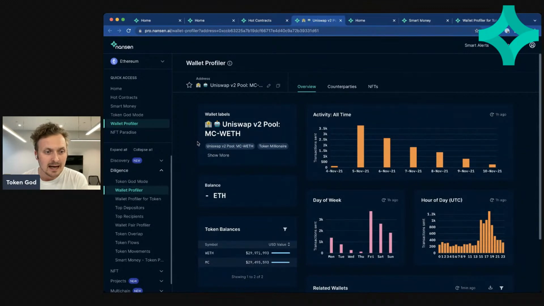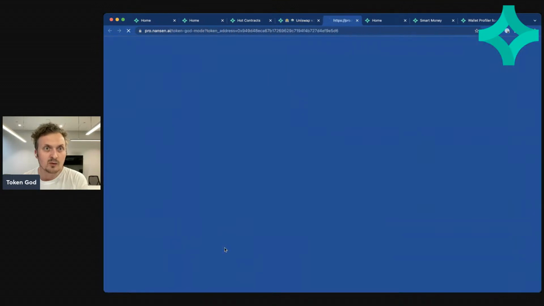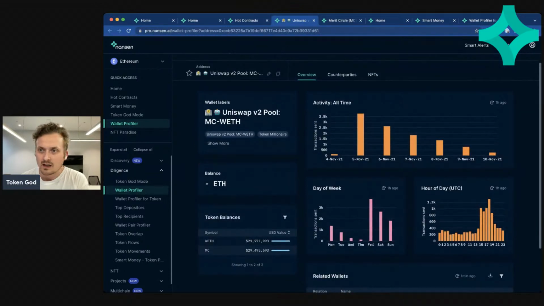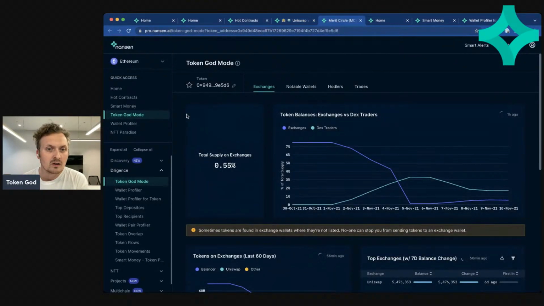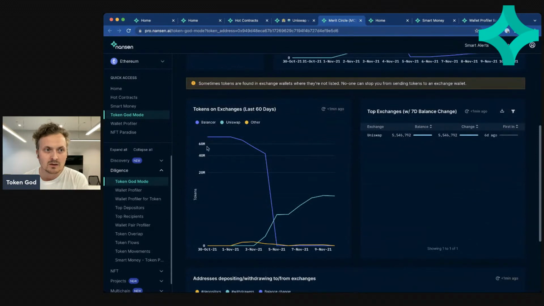Here's another token, MC, Merit Circle. I'm going to also bring up token god mode for this one. And maybe we can have a look, but this one I actually have some notes on from our analysts. So the MC token, Merit Circle, they had an ICO on November 5th.